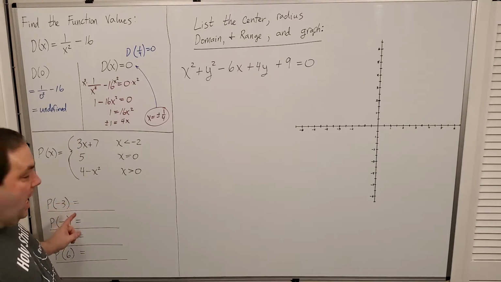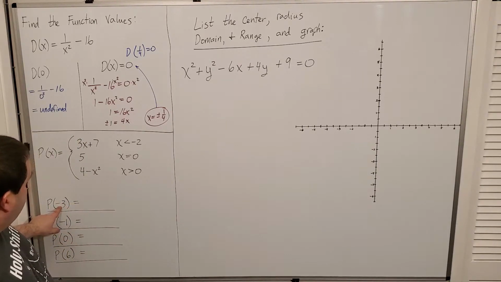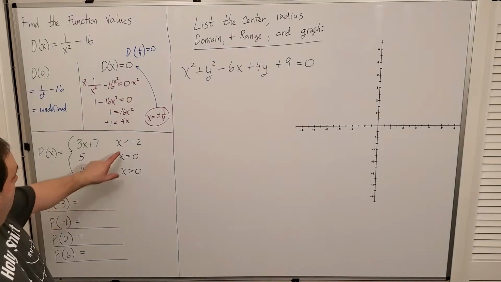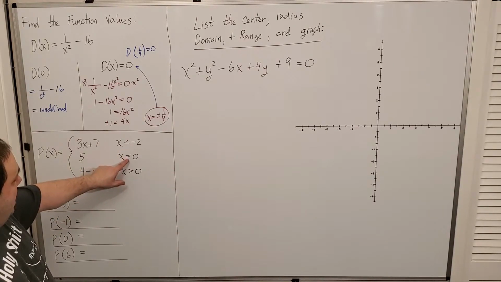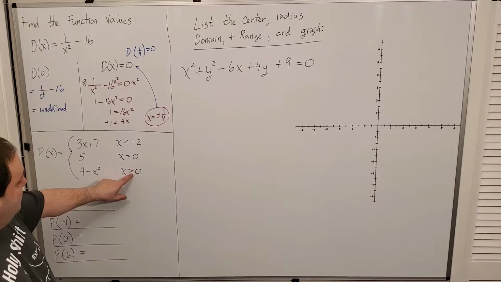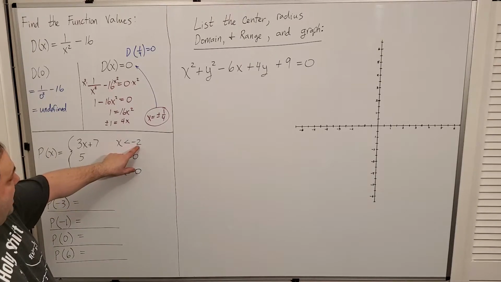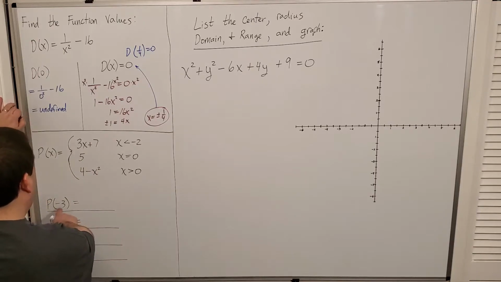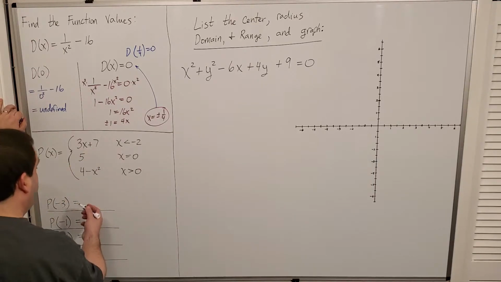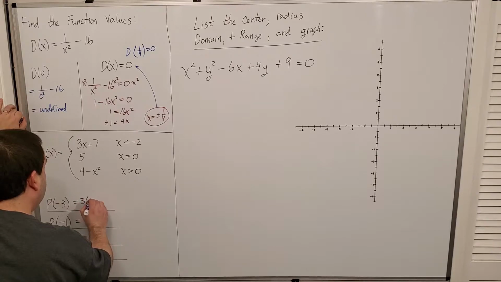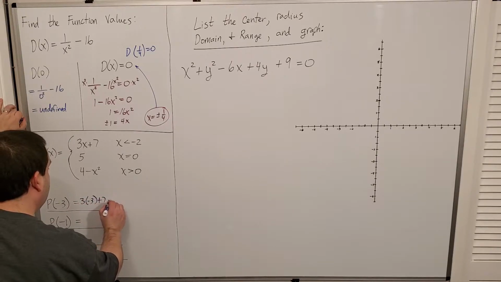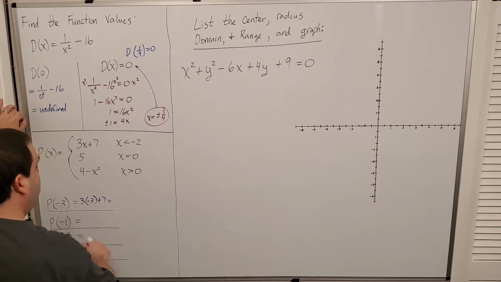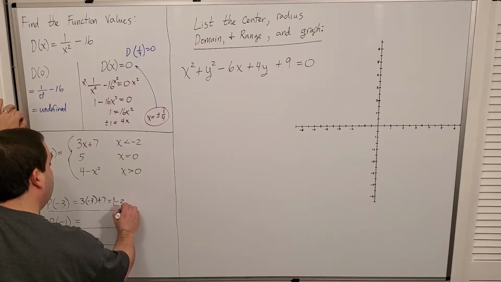You have to decide. Here it says x equals -3. Well, x equals -3 is not equal to 0, and it's not greater than 0, but -3 is less than -2. So I'll use it here. So I plug my x, -3, into this. That'll be 3 times -3 plus 7, which is -9 plus 7, which is -2. And there's that answer.